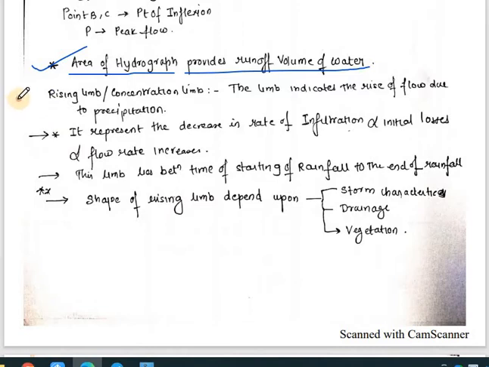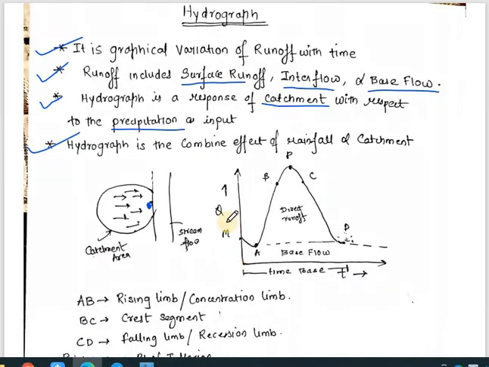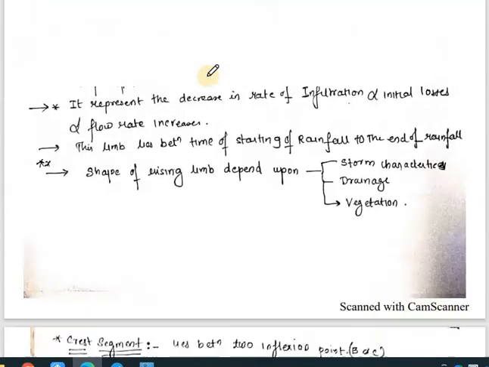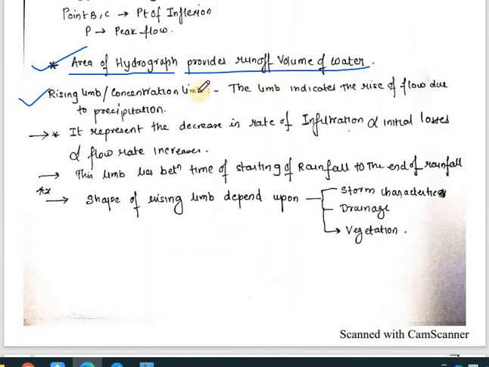So first is the rising limb, or concentration limb. The limb indicates the rise of flow due to the precipitation. As I've told you, the rising limb happens because the precipitation value is more in that case. So what will happen at this gauge point? More water will be received from this area, so ultimately it will start rising. That line is represented by the rising limb. So it basically indicates the rise of flow.